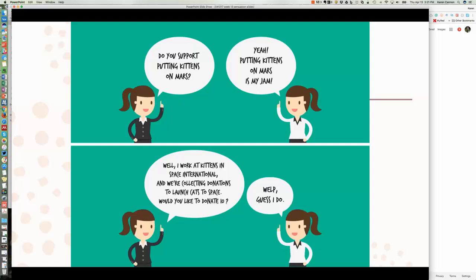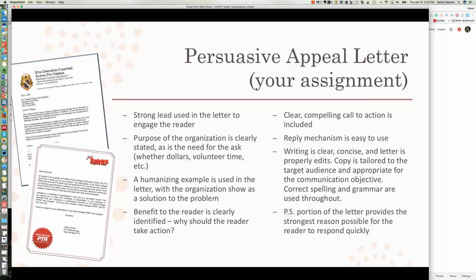And just a little bit of amusement here. Do you support putting kittens on Mars? Yeah, that's my jam. Well, I work at Space Kittens International, and we're collecting donations. Do you want to donate? Well, yes, I do, because you're hitting the nail right on the head. That's my jam. I was trying for humor there. I guess it didn't work.